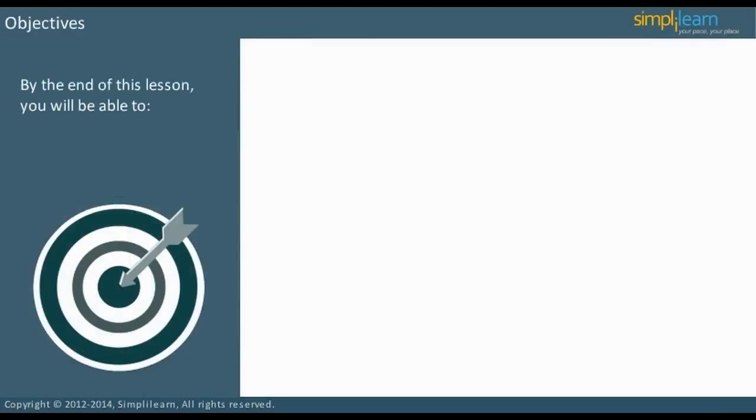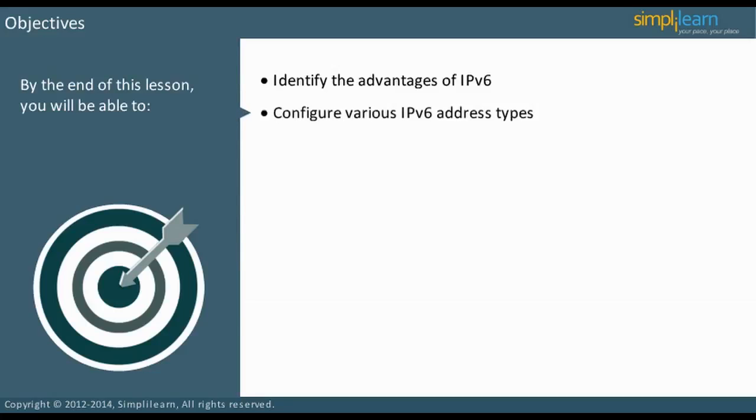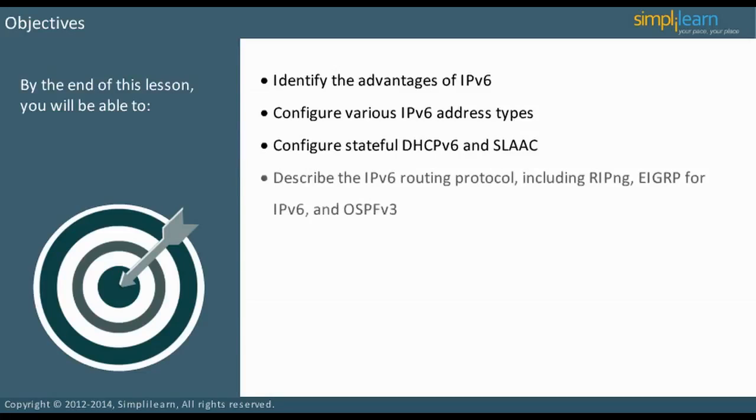By the end of this lesson, you will be able to identify the advantages of IPv6, configure various IPv6 address types, configure stateful DHCPv6 and SLAAC, describe the IPv6 routing protocol, including RIP-NG, EIGRP for IPv6, and OSPFv3. Describe Multiprotocol Border Gateway Protocol. Configure access lists in IPv6.